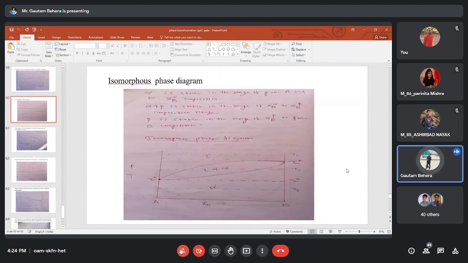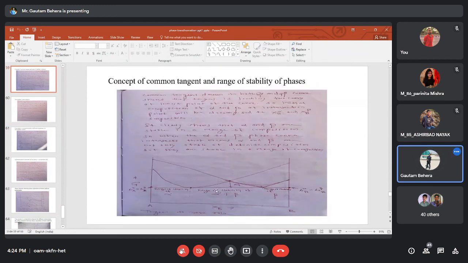Okay, or in the previous curve, if you want to see this one, this is the tangent to the two curves, and this is the intersection point here. You draw projection to the composition axis, and that will tell you about the range of stability of these two phases. It is okay? Yes, sir. Any doubt up to this? Okay, fine. I think there is no doubt.